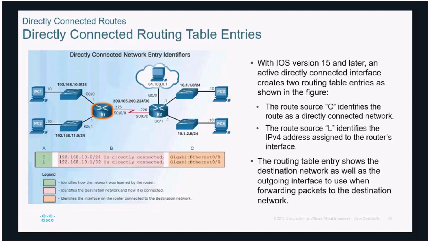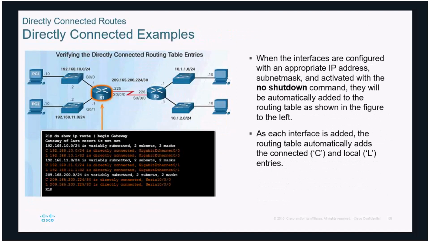Directly connected routing table entries. This is how it looks. You've got the C and the L here. L is local and C is directly connected. Let's do commands. So the L is local, yes. For verifying, you can use those commands. There are examples of directly connected routes. When configured, they're automatically added to the routing table as on the left. With show IP route, here they are. C and L are now on this list because they were put on a no shutdown to activate them.